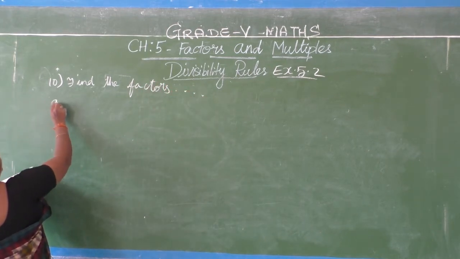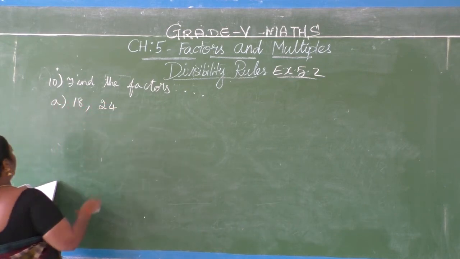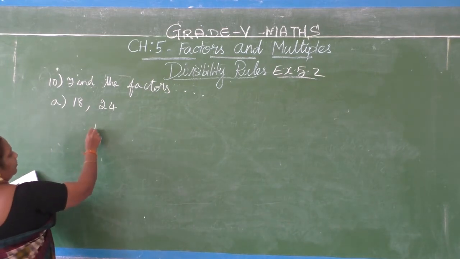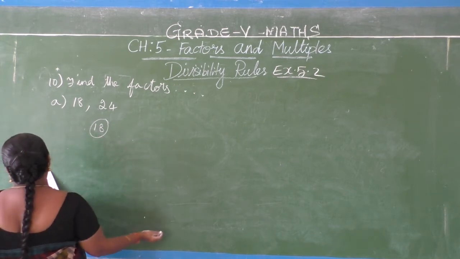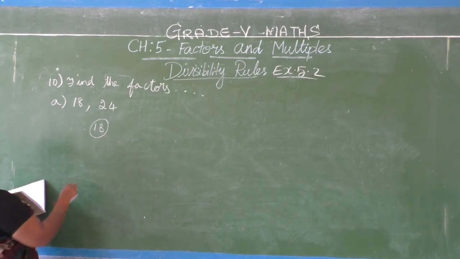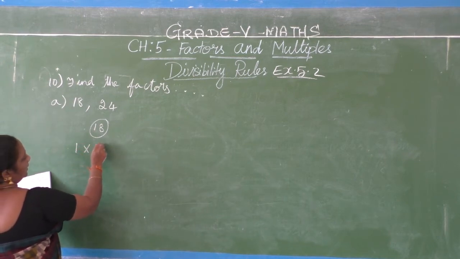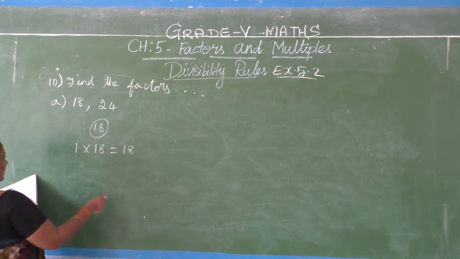Okay, here they gave the numbers 18 and 24. We have to find the common factors of these two. First I am going to write the factors of 18. What are the factors? 1 and the number itself is definitely a factor of all numbers. So 1 times 18 is 18. So 1 and 18, these two numbers are factors of 18.